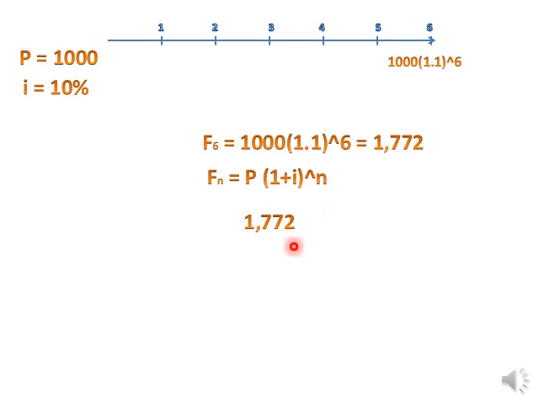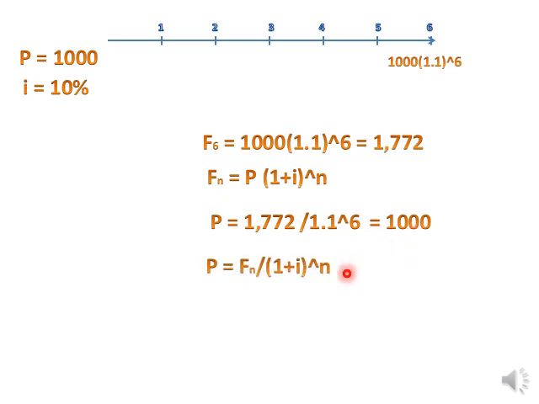Okay. For example, if we reverse the situation, now I have withdrawn 1,772 from the bank, and the bank offers an interest of 10%. How much money did I deposit 6 years ago? So, in order to compute the amount I deposited 6 years ago, I simply divide it by 1.1 raised to the power of 6. Take note that this formula is simply a rearrangement of the original formula above. Then we can compute that it is equal to 1,000. Or in general formula, we can rearrange this formula to solve for the present value P, and then our P is equal to this formula.